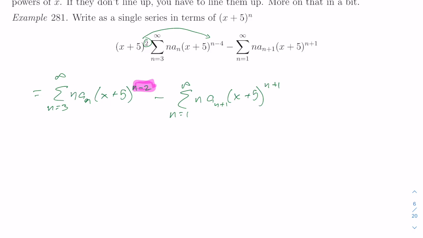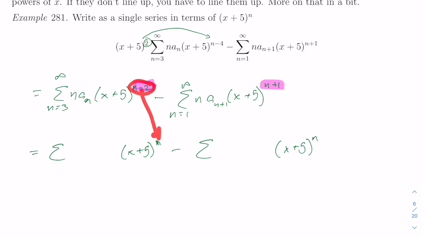Okay. Now, before I add these two things together, I need these to match. So we're going to make both of these series with n's. I want it to be x plus 5 to the n. That's what I want. Now this one, I'm going to send this thing up 2. So it goes up 2 to get to here. And so I'll have to do both of these as well.